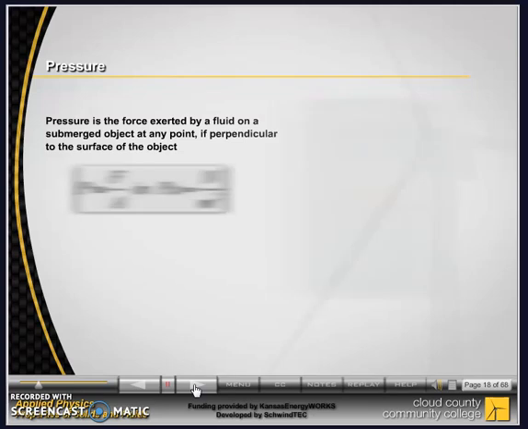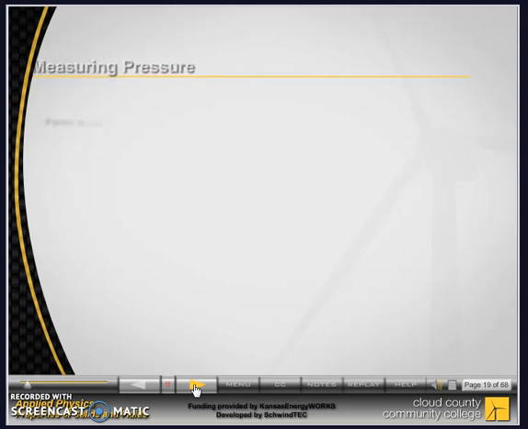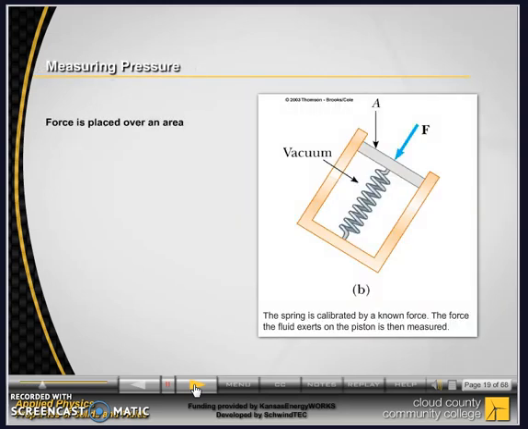Pressure is the force exerted by a fluid on a submerged object at any point, perpendicular to the surface of the object. Force is placed over an area. Equation-wise, this is force divided by area, which results in what we call pressure. The units for pressure are newtons per square meter, or the Pascal.